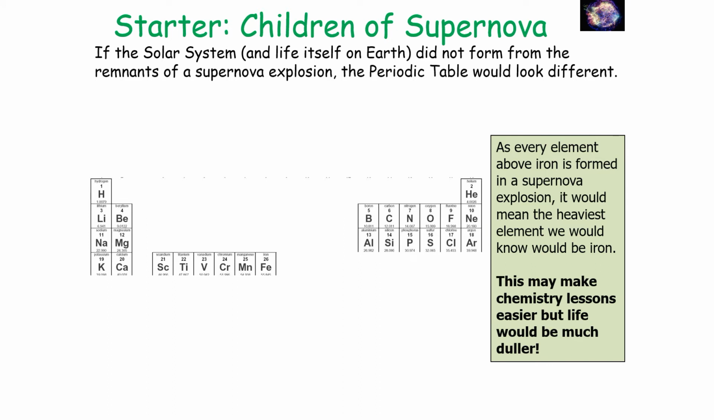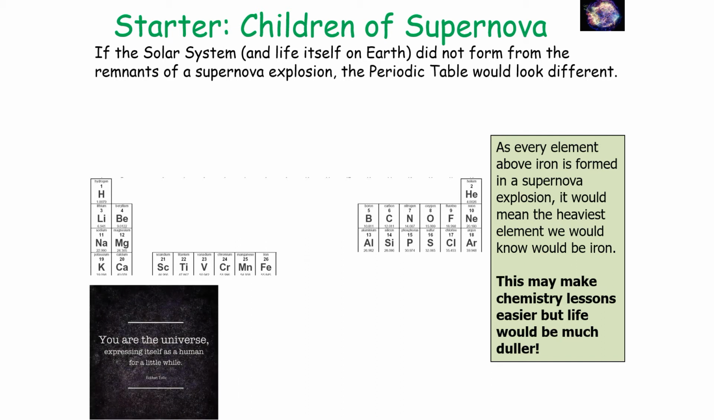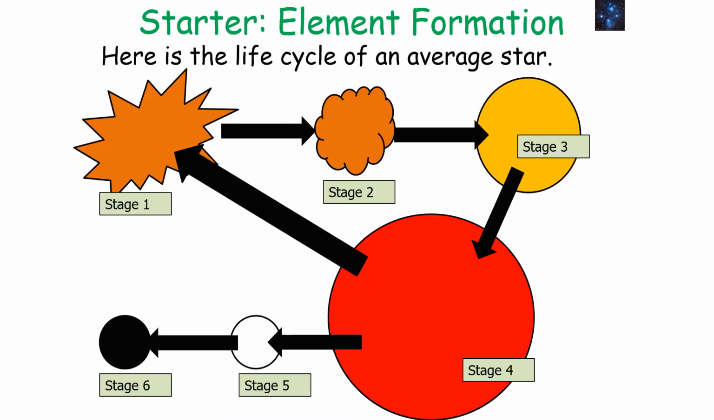As you can see, there are a lot fewer elements formed in the cores of red giant and main sequence stars as opposed to that of a supernova explosion. We can consider yourself as the universe, just expressing itself as a human for a little while. So let's consider this in the life cycle of an average star.